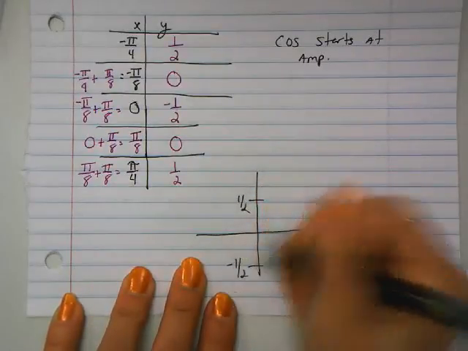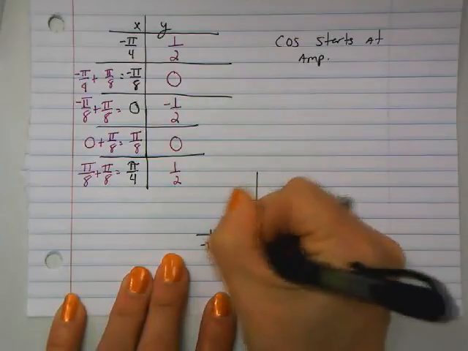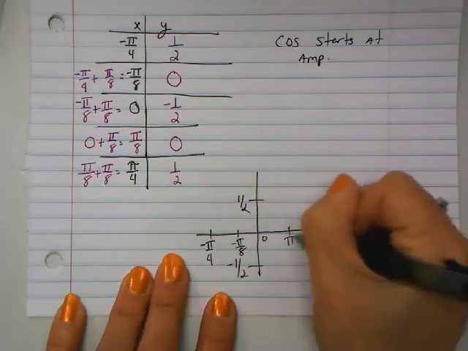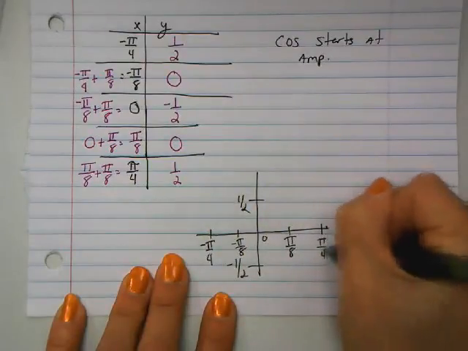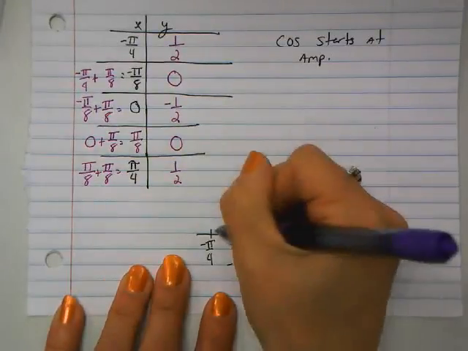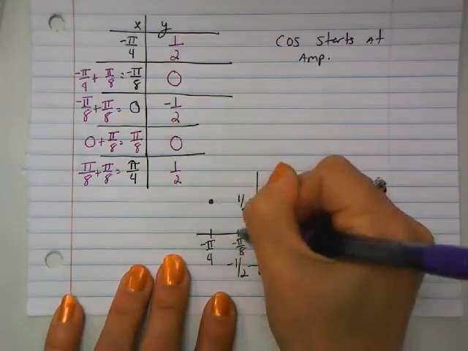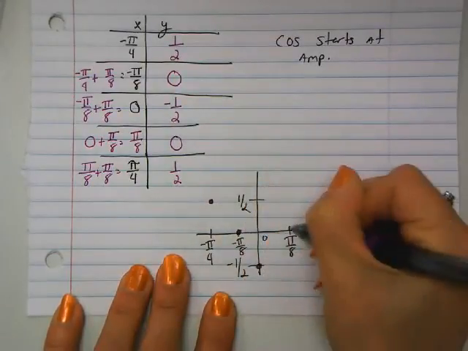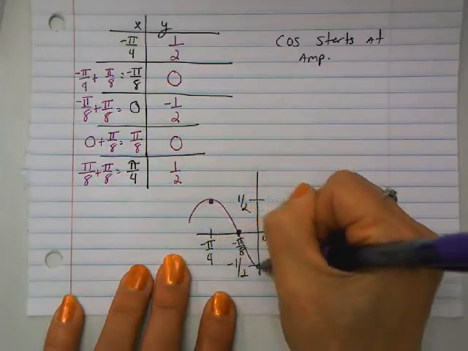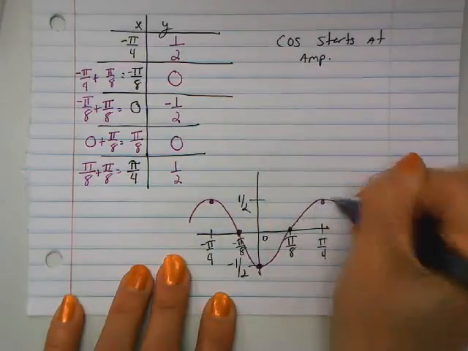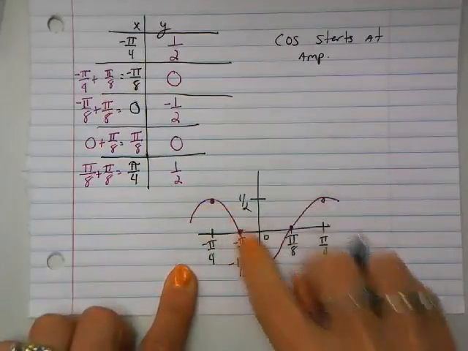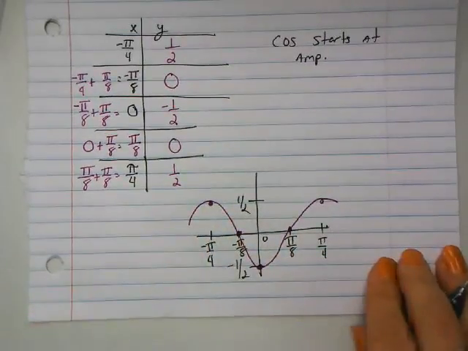So I'm going to start off at negative pi over 4, negative pi over 8, 0, pi over 8, pi over 4. So I start at negative pi over 4, I'm going to half, back to 0, down to negative 1/2, back to 0, and up. And I always like to extend my cosine curves just because I like to see that sine curve, it was just a shift. But that's up to you. Really all I need is from here to here.